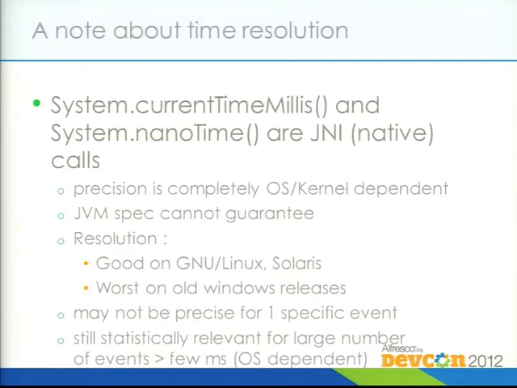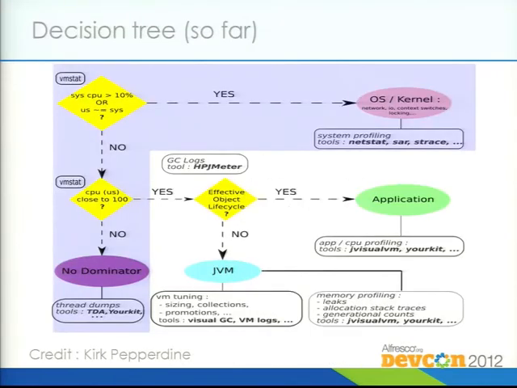It's pretty good on Linux and Solaris. On old Windows, it's really bad. It's maybe 50 milliseconds precision, so that's not going to be very interesting. It may not be precise for one specific event, but in our case, we don't really care, because we are looking at a very large body of queries, a very large body of events, and statistically it will be relevant, even though one specific event may be out of focus.